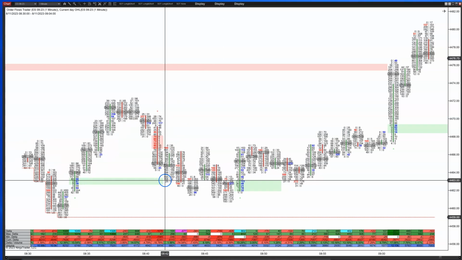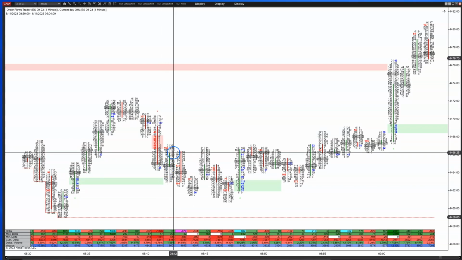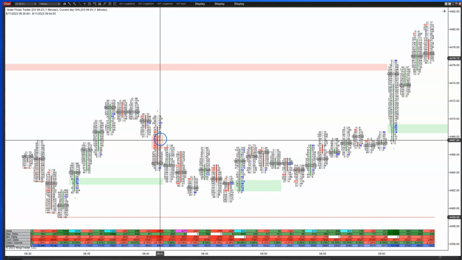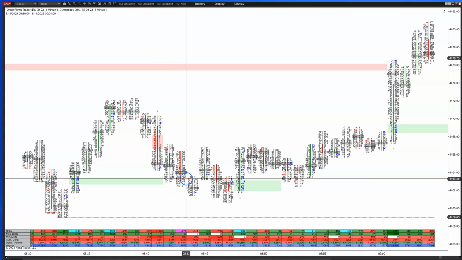From, what is this here? 63. This is 63, 63 and a quarter. Bounced all the way back up to, what is that, 66 and a quarter? Definitely 66, about a 3-point move. This one came back right in the next bar, tested it, and then sold off.